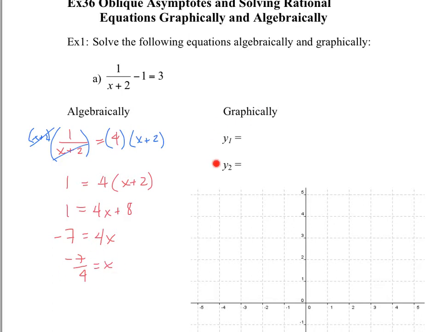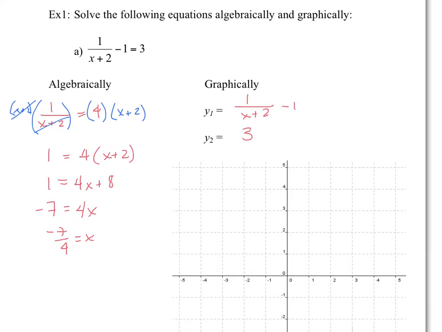Now, how would you solve that graphically? Well, you've got some options. I usually like, especially for you guys, graphically, to just take each part of the equation, right? So my first equation would be y1 equals 1 over x plus 2 minus 1, and y2 would be equal to 3.